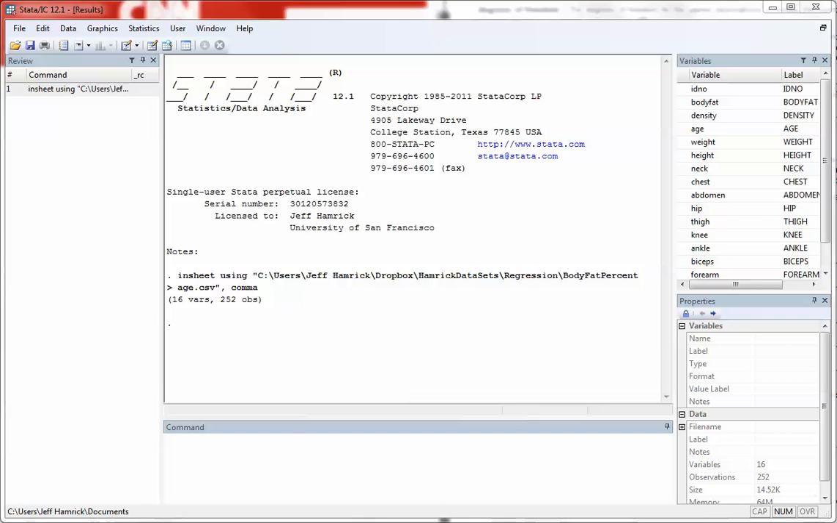It's actually fairly easy. I've got here our body fat percentage data set, which I've already imported into this Stata work file, so you should do that before following along with me. Feel free to pause the video.